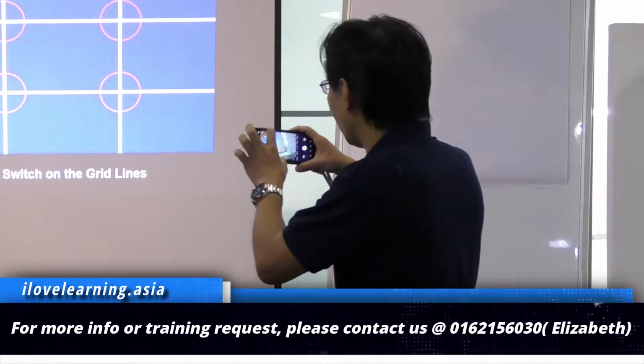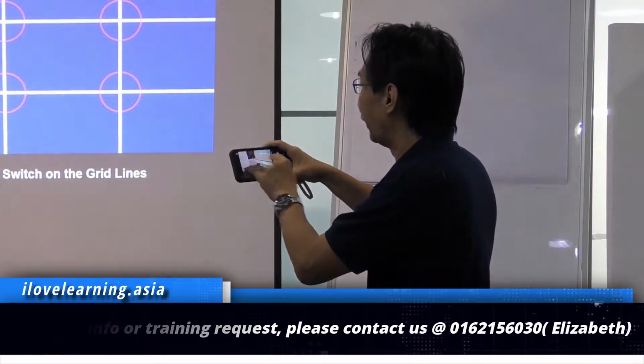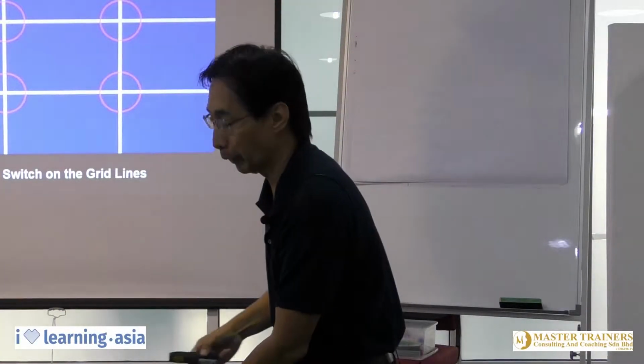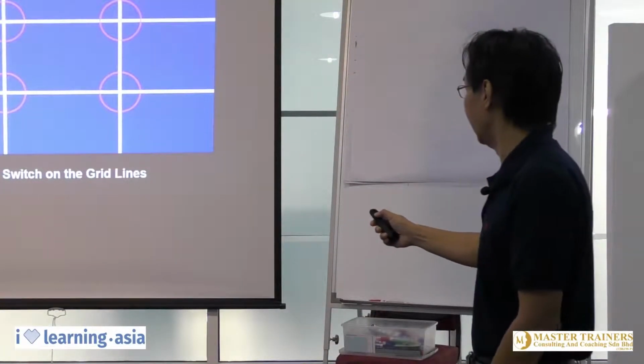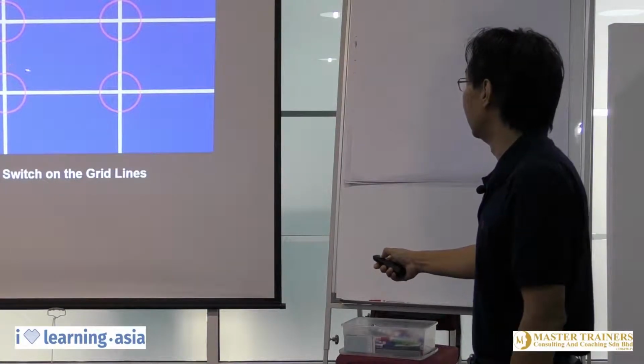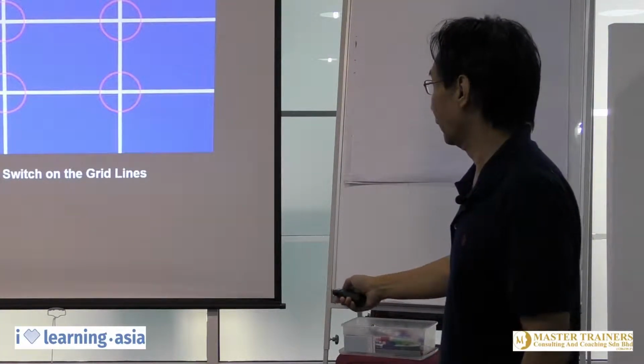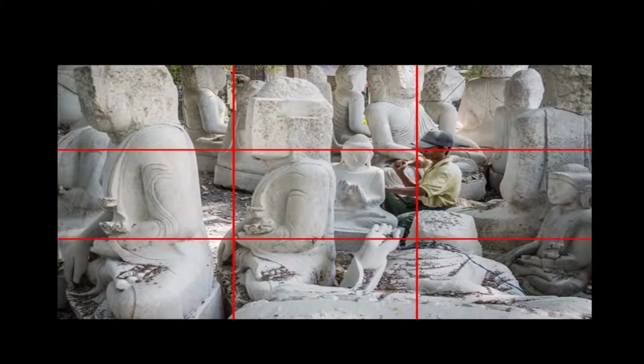This grid line will allow you to make sure that you don't put your subject in the center and push them to the sides. And where do you put them? You will actually put them at the intersection of the crosses here. So I said, tip, switch on your grid lines. Now, if you put the person here, the viewer will actually look around the picture and settle on this subject.